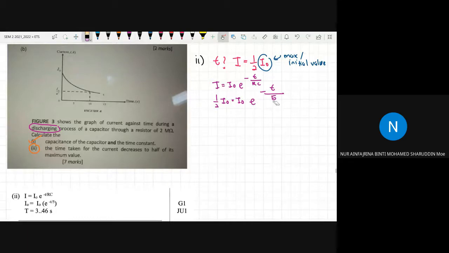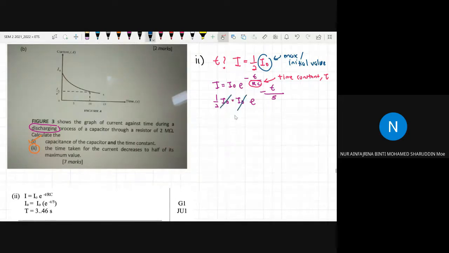Kenapa substitute dengan 5? Siapa tahu? Sebab tadi dah kira time constant dapat 5. Very good. So ini adalah time constant. So kita dah kira tadi, kita dapat 5. Ataupun kalau awak rajin, awak boleh masukkan lagi. Kalau tak rajin, tak perlu masukkan.